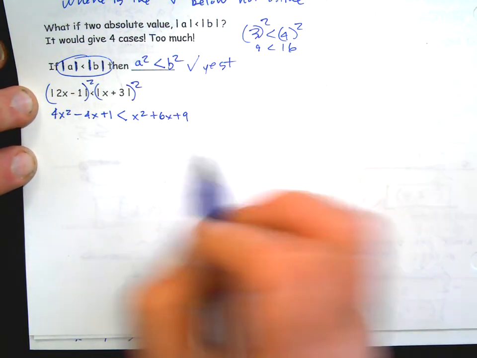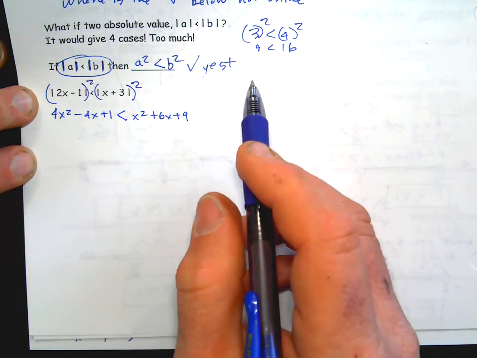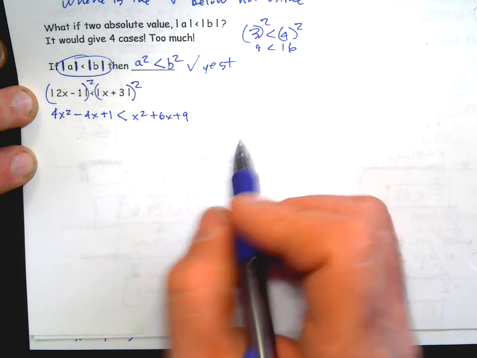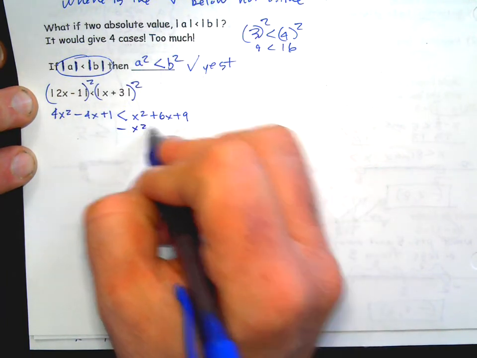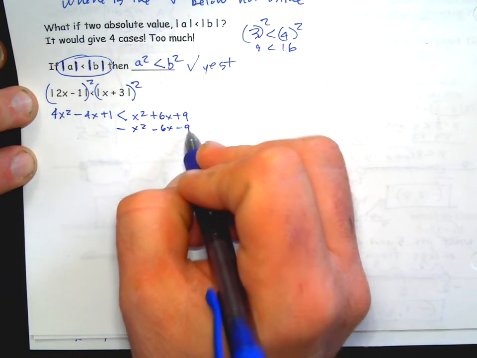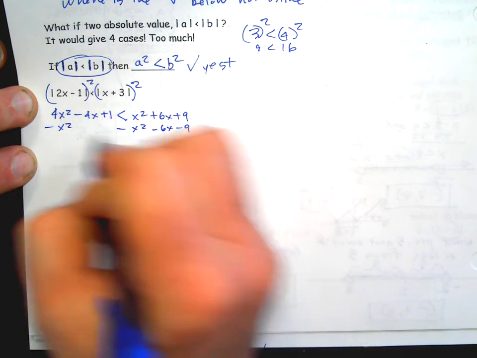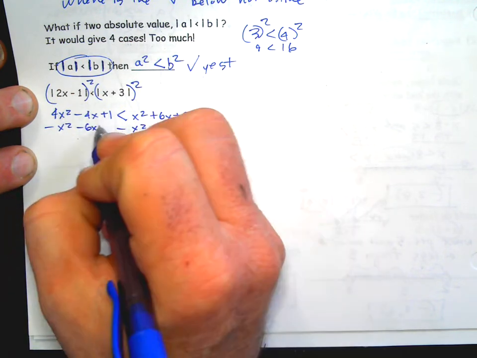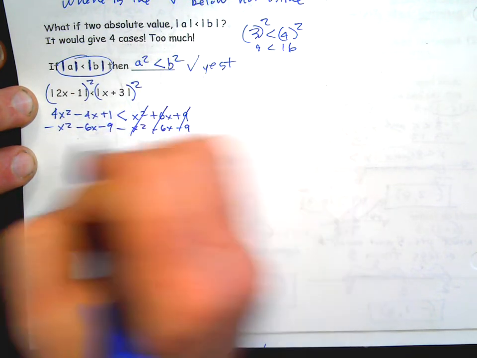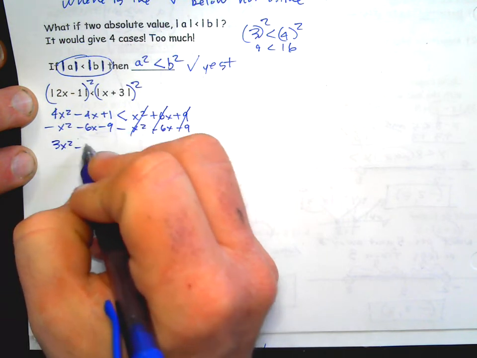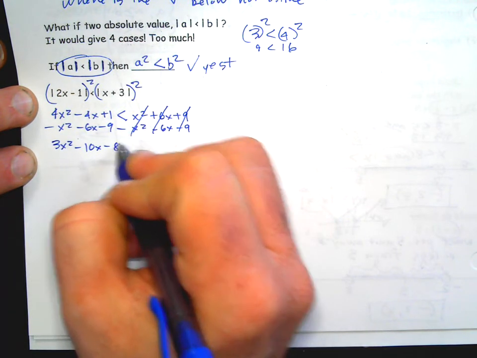Now, you might be like, oh, that's bad. But you got rid of the absolute values. That makes it so much easier. Now, this problem is just like problems we've been doing for days. This is a polynomial inequality. Move everything to one side. Set to 0. 3x squared minus 10x minus 8 less than 0.